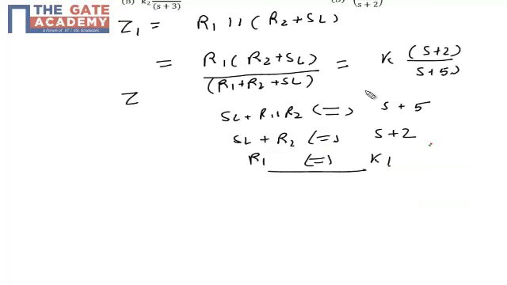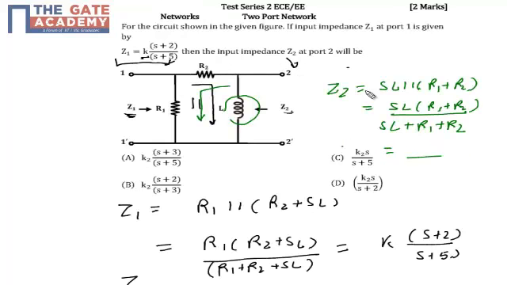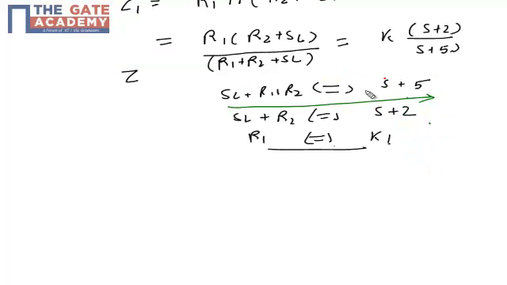So from the results I got from the first comparison, SL plus R1 plus R2 is s plus 5. So in the case of Z2 also, in the denominator we will have s plus 5, because the denominator is the same, R1 plus R2 plus SL, and we know the value of it. And R1 plus R2 is a constant. If you compare this here, you can find out that the value of L is 1. SL plus R2 is s plus 2, which means that R2 is 2 and L is 1.